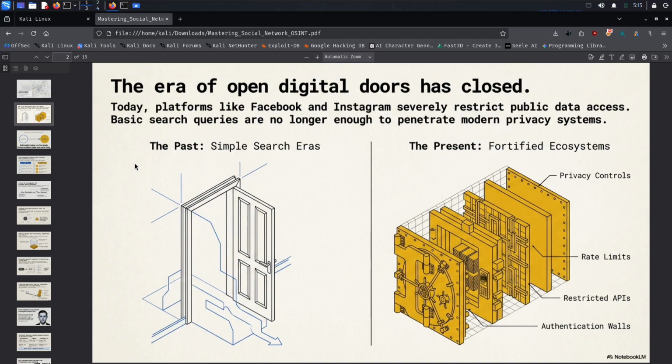Our goal is not to break into an account or bypass someone's privacy. Our goal is to understand how much information can be discovered from legitimate public sources and how those pieces of information can be connected together. And that's exactly what we're going to explore today.